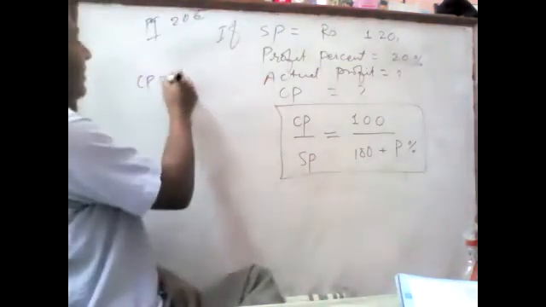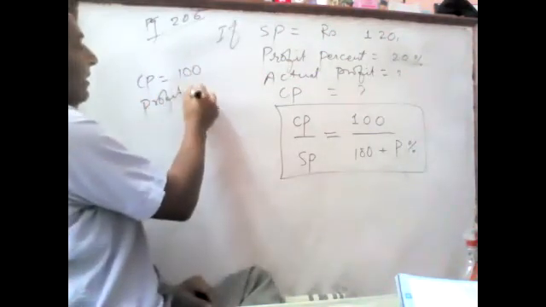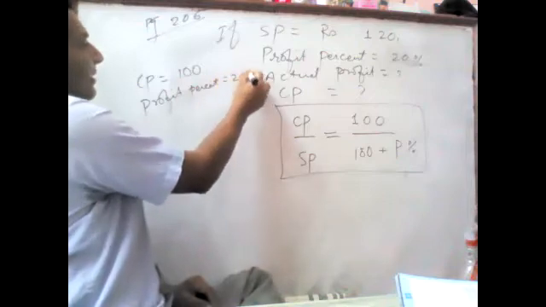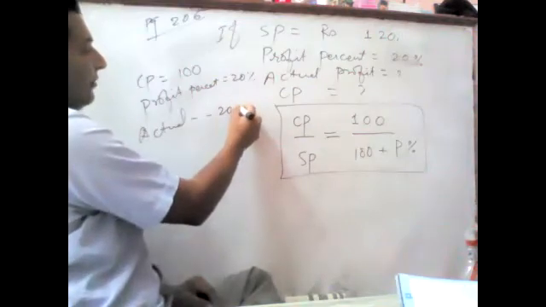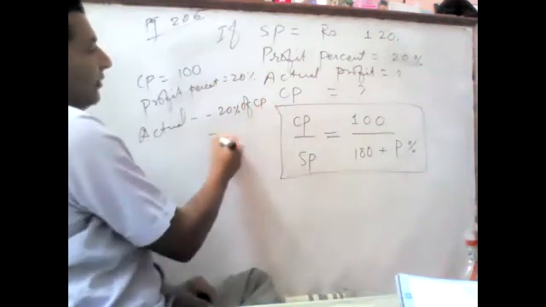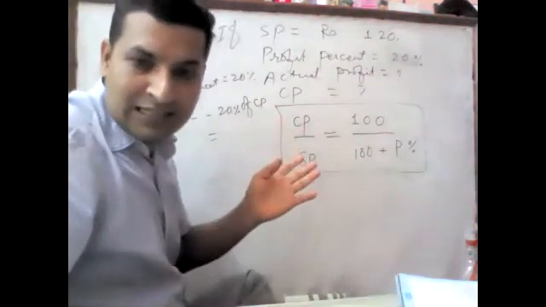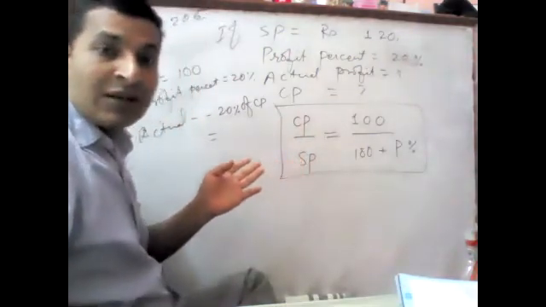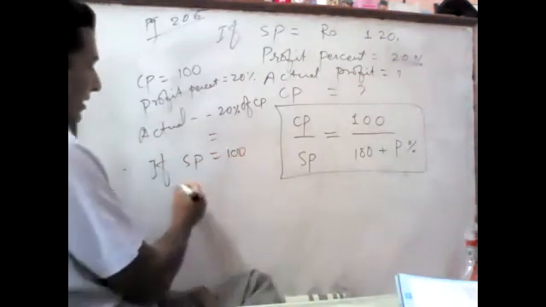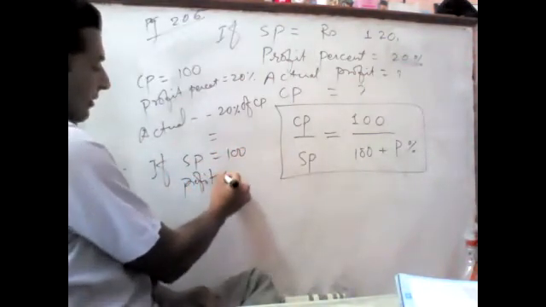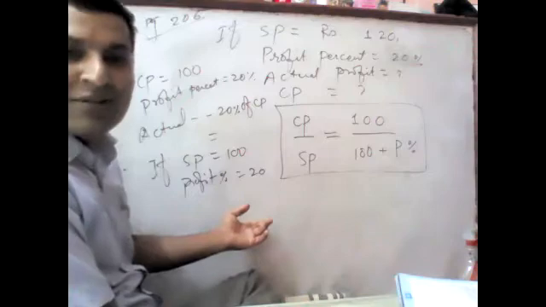Because if CP is given, suppose 100 or 200 or like that, and profit percentage is given 20%, then actual profit we can find out, 20 percent of CP, because it is always taken in CP. Profit percentage or loss percentage are taken in CP, that you know. But if SP is given 100 and profit percentage is given 20%, then how to find out the actual profit percentage? It is a little bit difficult.